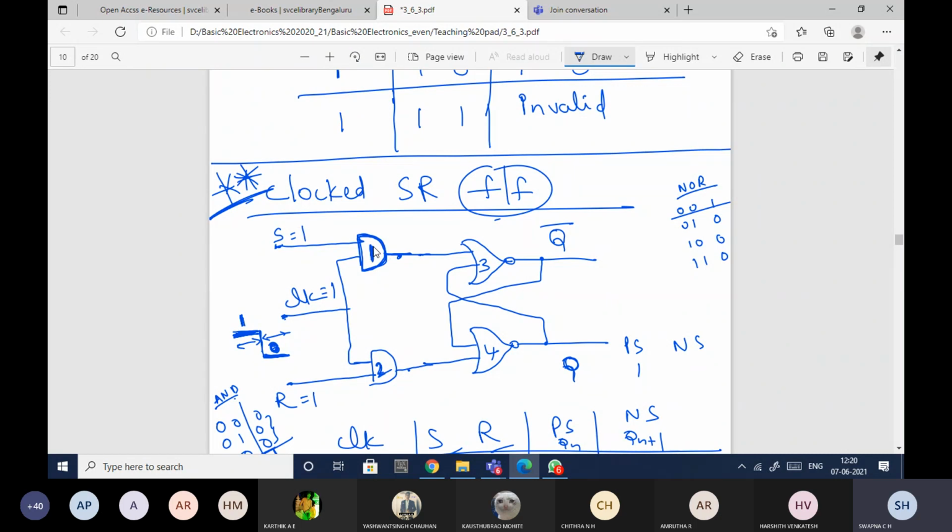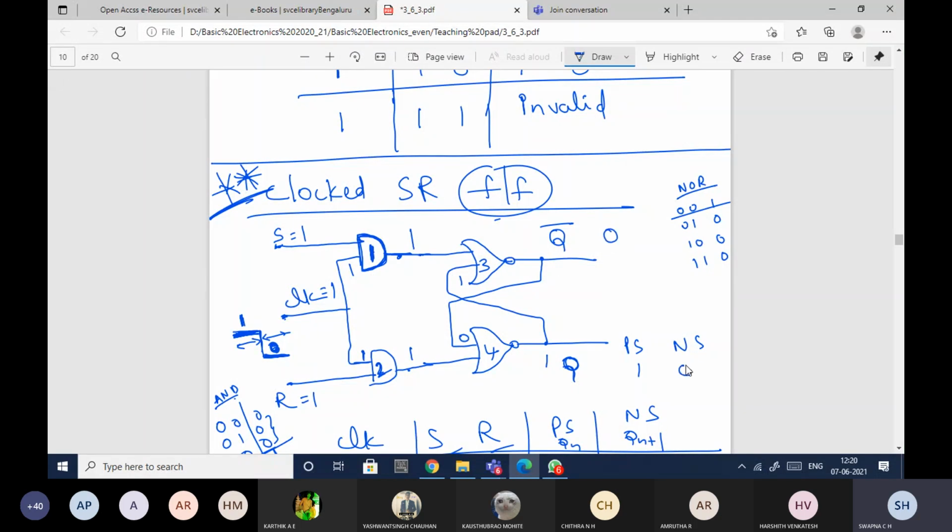So the output of the first AND gate, 1 and 1, the output will be equal to 1. 1 and 1, see this is also 1. 1 and 1, the output of the second AND gate will be 1. So Q, the present state is 1. So this 1 will go here. So 1, 1, the output will be equal to 0. This 0 will come back here.